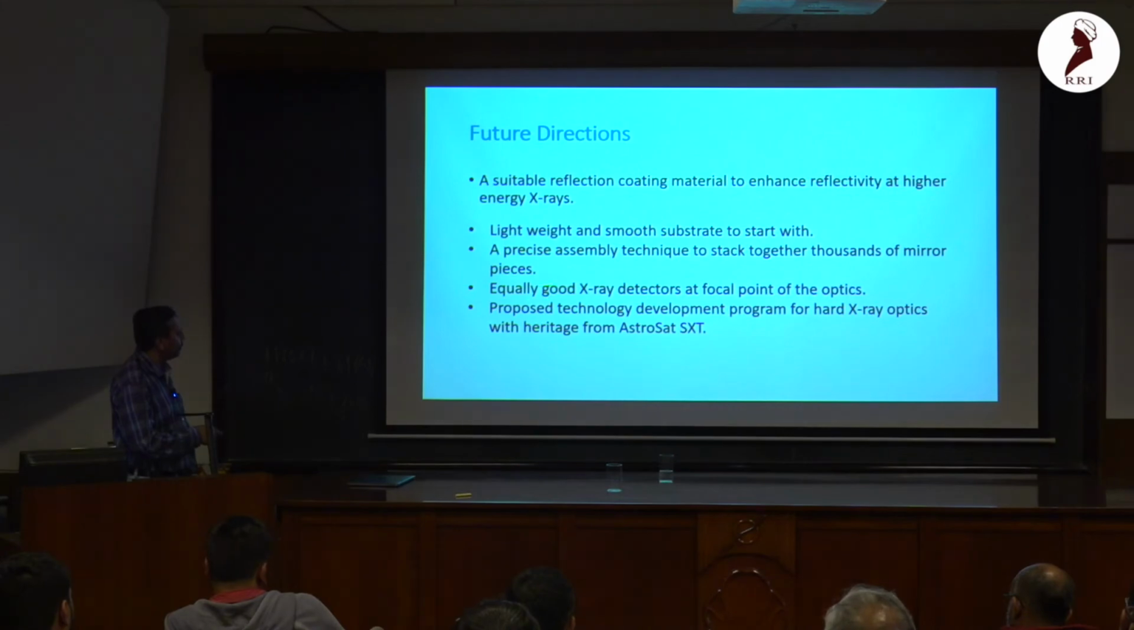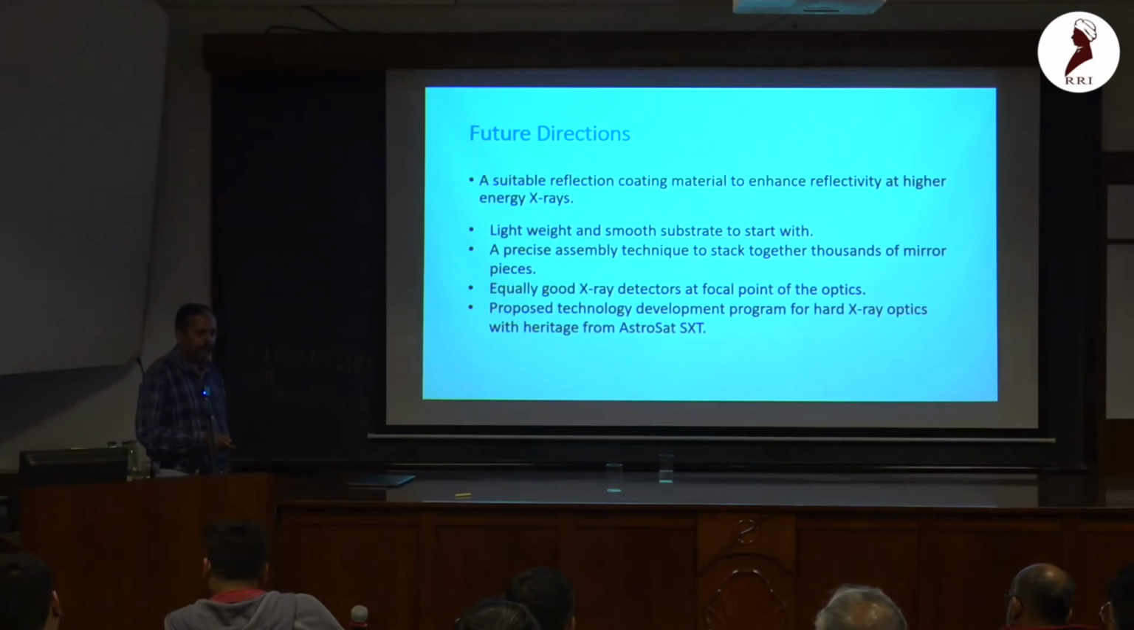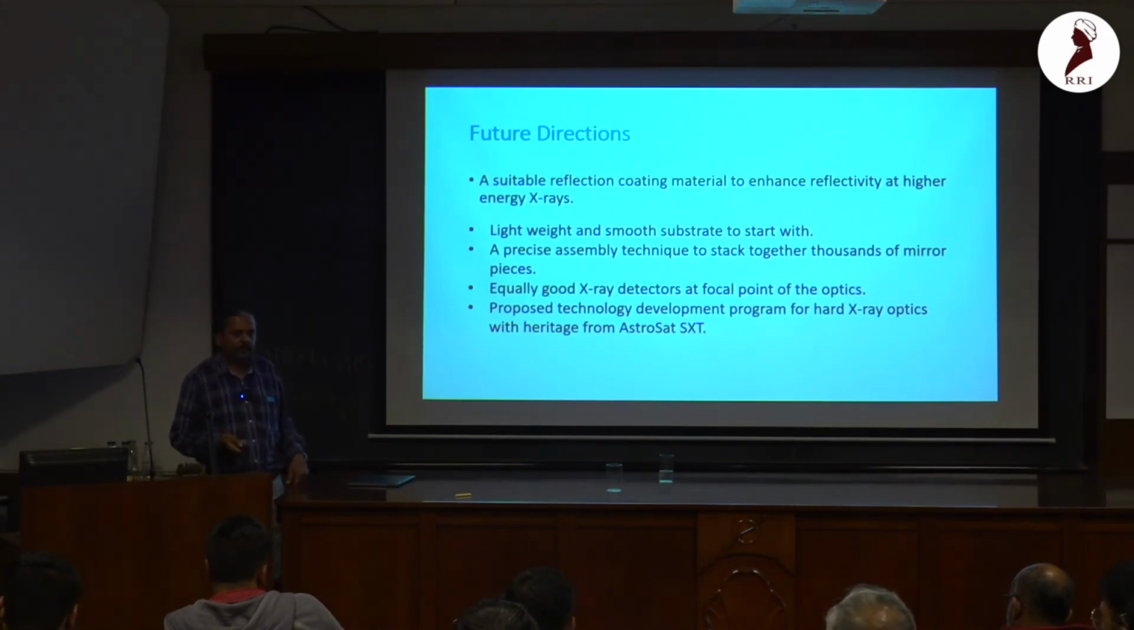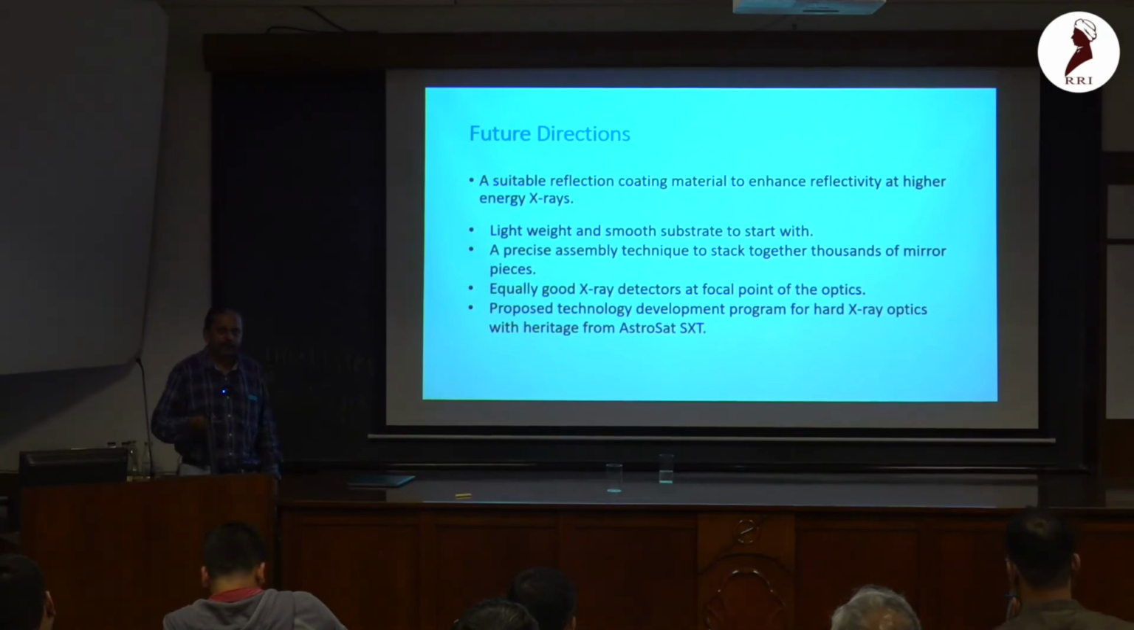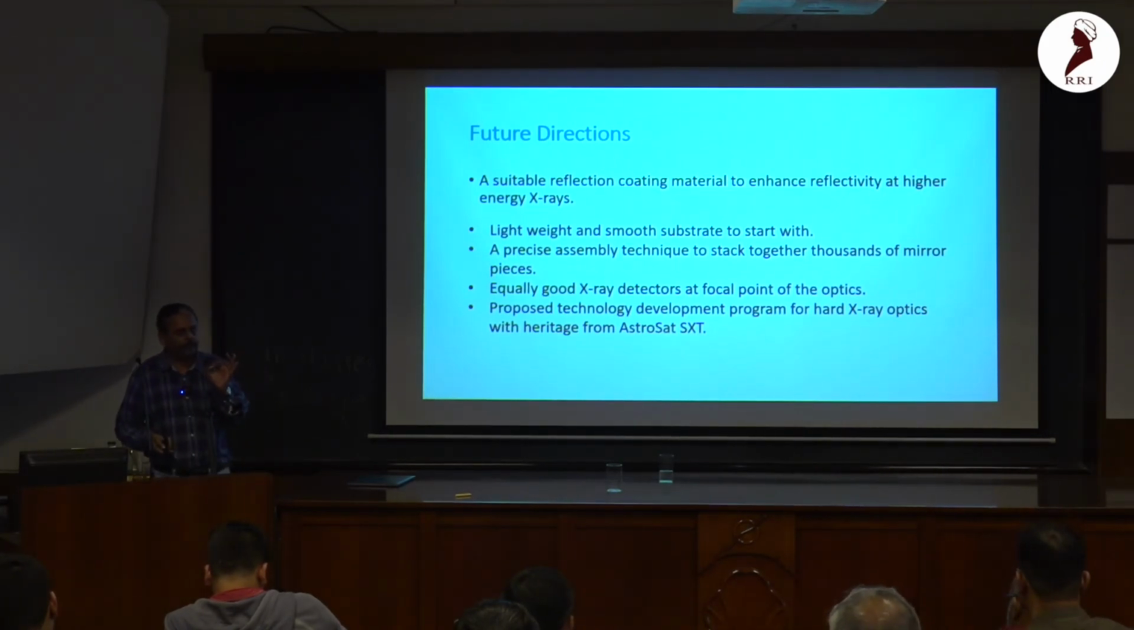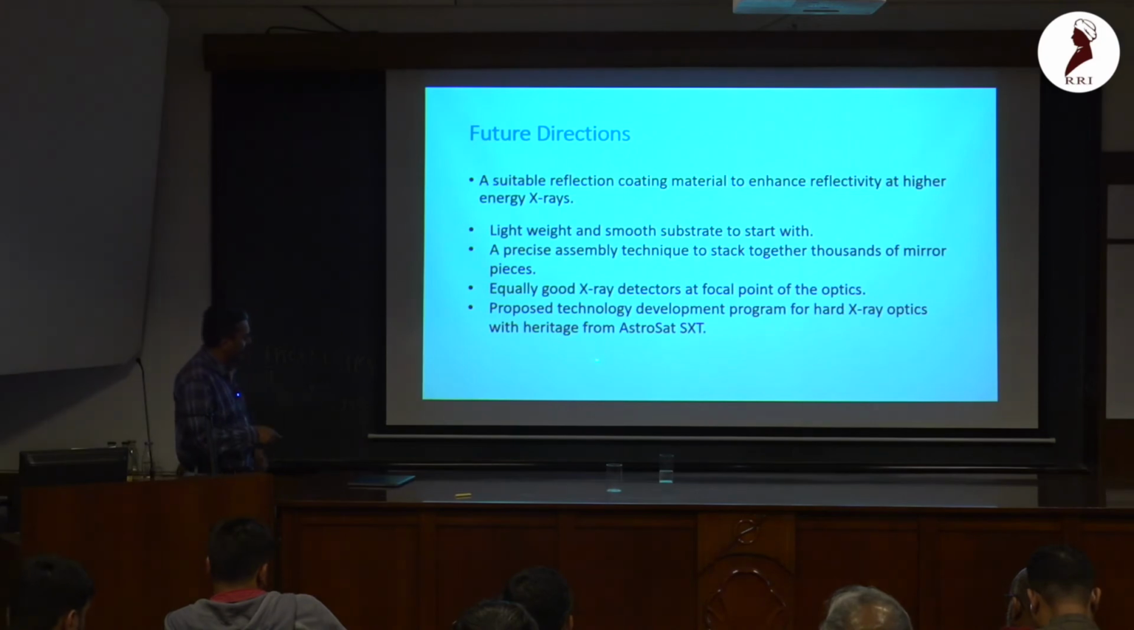And we have to use good detectors at the focal point. Currently people are using some solid state detectors, cadmium zinc telluride or cadmium telluride, or silicon strip detectors. These are pretty compact and small detectors with very good efficiency. And we have proposed this as a technology development program based on the heritage from the AstroSat SXT, and it has obtained a very positive response from ISRO. So I think I'll stop here.